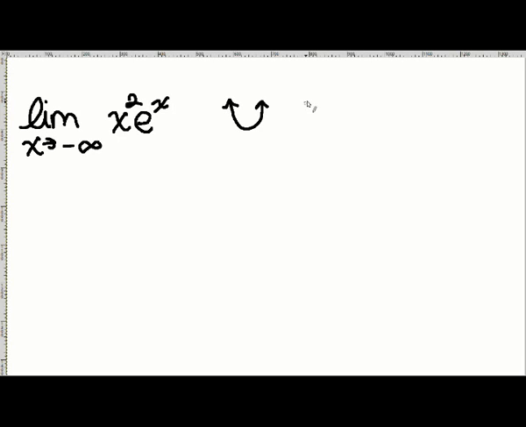For our next example, let's consider the limit as x goes to minus infinity of x squared times e to the x. If we think about these pieces individually, x squared looks like this, and e to the x looks like this. And so as x goes to minus infinity, the first factor goes up to infinity, and the second factor is going towards the x-axis. It's going towards the value of 0. So this is an example of our 0 times infinity indeterminate form.